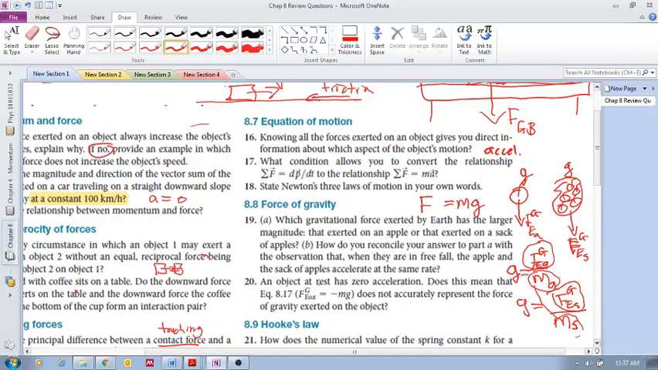20. An object at rest has zero acceleration. Does this mean that F equals minus mg does not accurately represent the force of gravity exerted on the object? Saying now, well, we have an object at rest on the floor, for example, and it has zero acceleration. It's not going anywhere. Now you're saying, but what happened to F equals minus mg? I thought this was meant to accelerate.